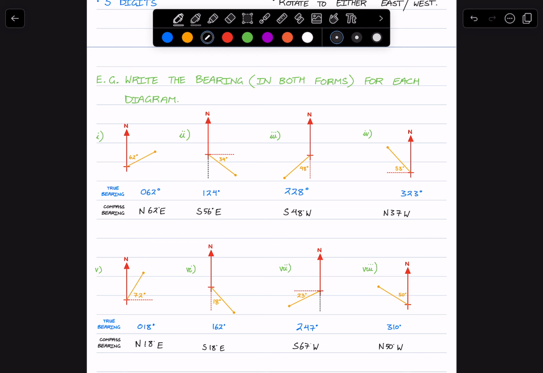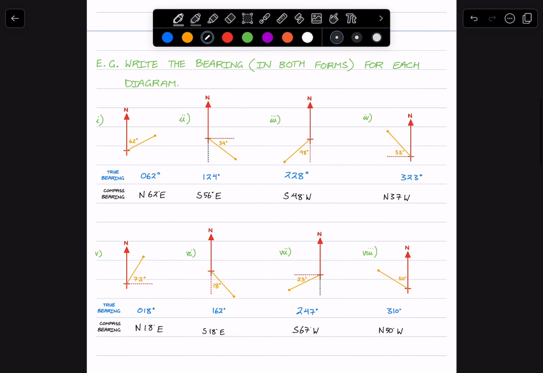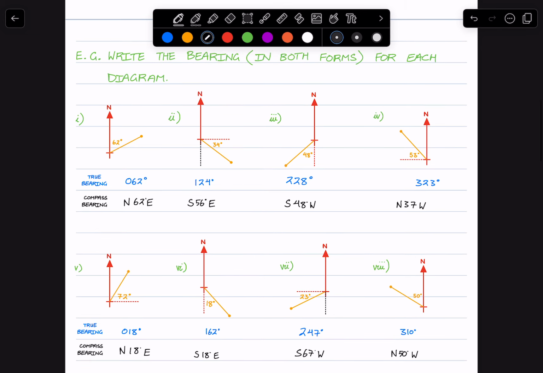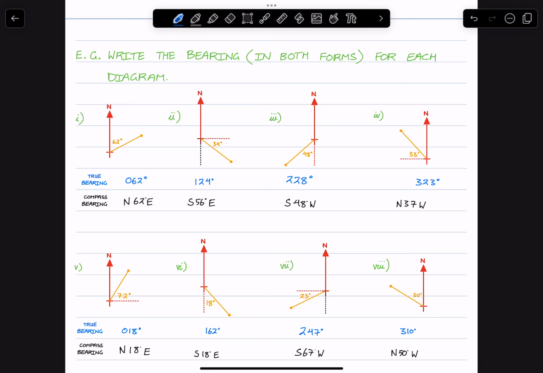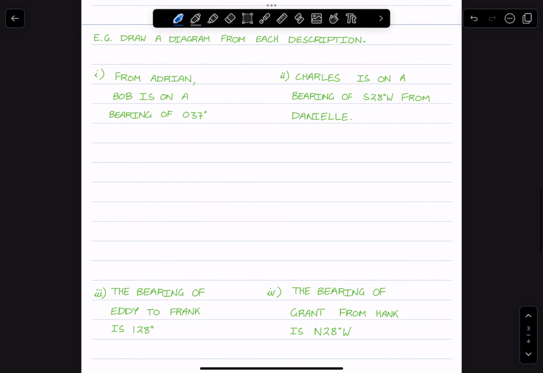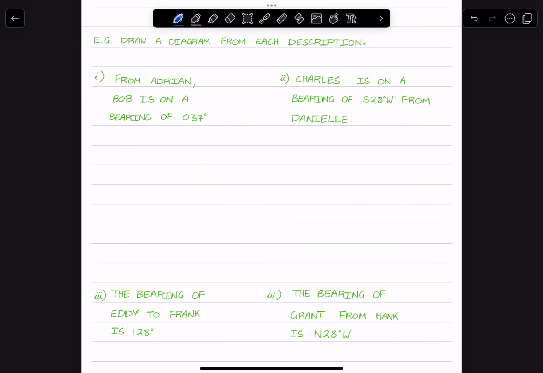Hello class, this is a quick continuation on true bearings and compass bearings. In the previous video we saw how we could recognize and state what the true bearing and compass bearings are of a given diagram. In this set of examples we're going to work backwards this time. We're going to be shown a short description, and what we need to do is draw the diagram from the description.